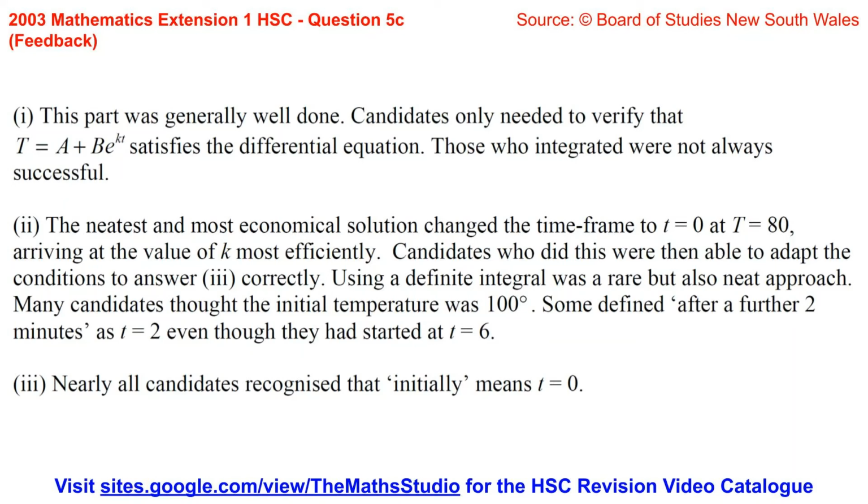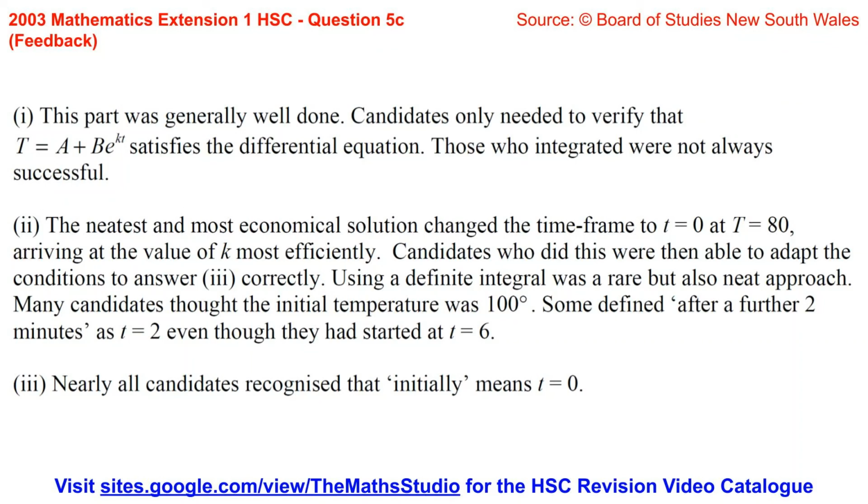For part 2, the neatest and most economical solution changed the time frame to t equals 0 at T equals 80, arriving at the value of k most efficiently. Candidates who did this were then able to adapt the conditions to answer part 3 correctly. Using a definite integral was a rare but also neat approach. Many candidates thought the initial temperature was 100 degrees Celsius. Some defined after a further 2 minutes as t equals 2, even though they had started at t equals 6.